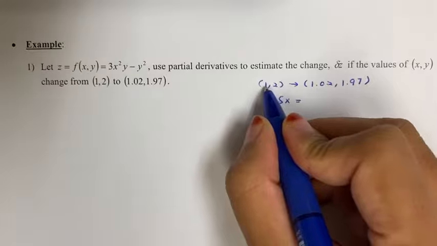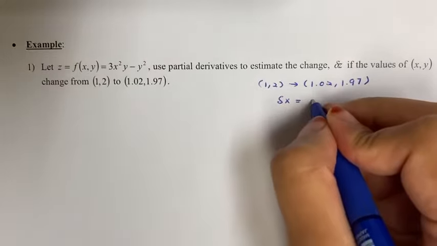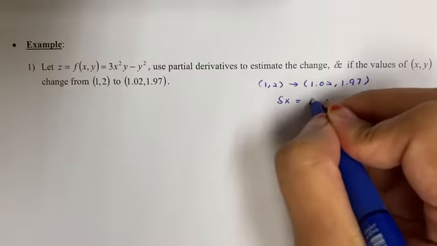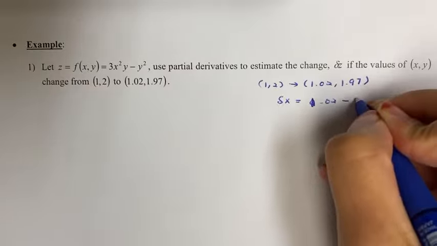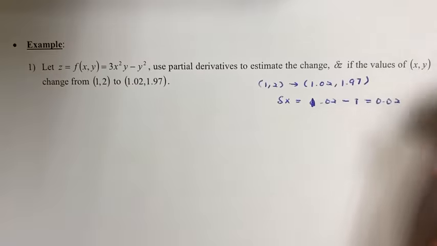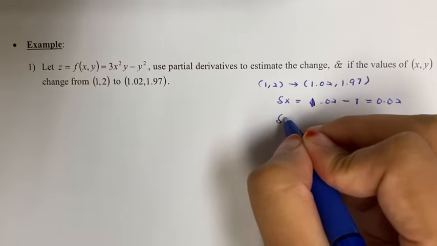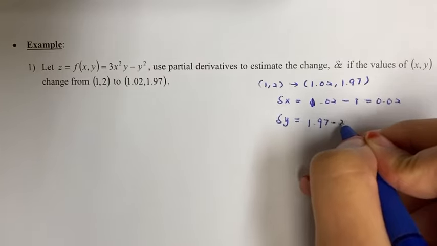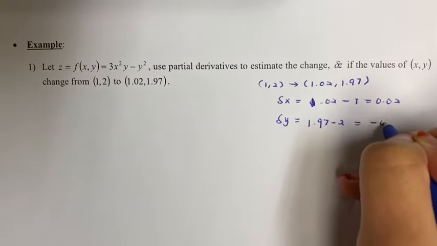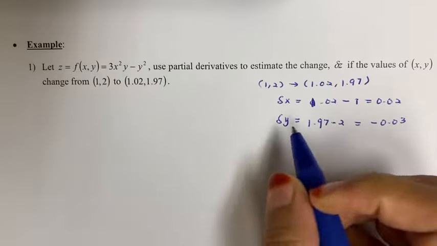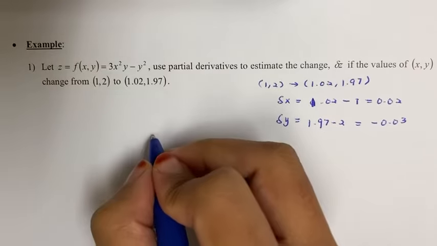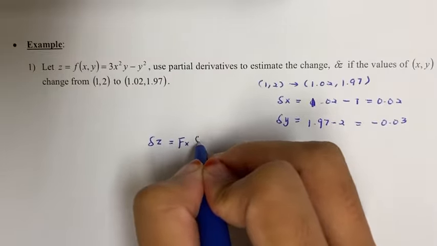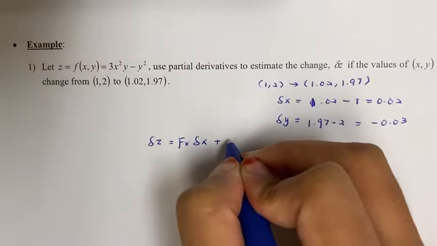So here delta x is the change of x value. See, 1.02 minus 1 is 0.02. So this is how to calculate the delta. For delta y, you have 1.97 minus 2, so this is minus 0.03. Delta x, delta y. And then from the formula, delta z is equal to fx delta x plus fy delta y.